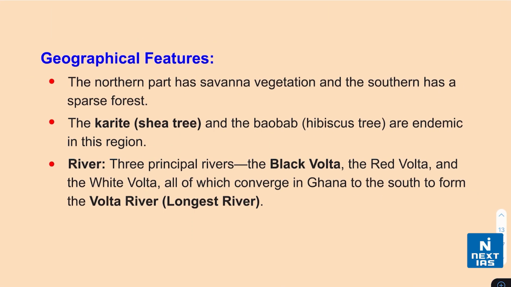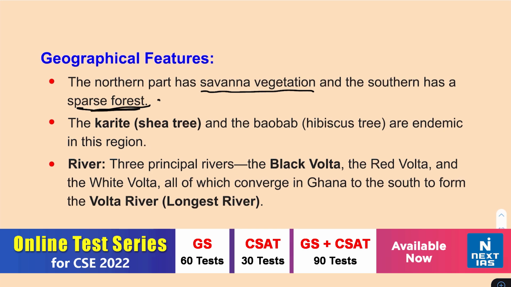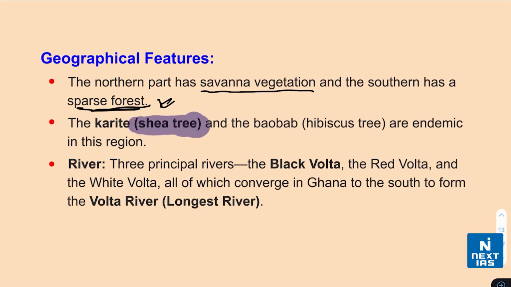The geographical features include savanna vegetation. Savanna is a mix of woodland and grassland ecosystem, and the southern part has sparse forest. There are two types of trees which are endemic to this region. One is the shea tree, which is known by the local name karite, and another one is the baobab, which is actually the hibiscus tree, or as we call it gudal in Hindi. So these two are endemic to this region.